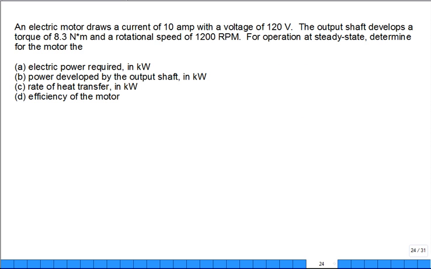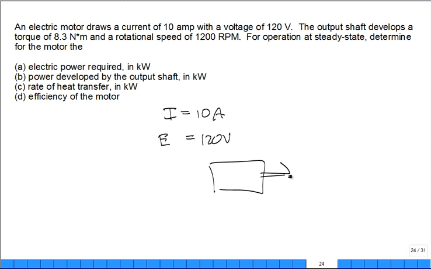Last one, I don't think I have much time. An electric motor draws a current of 10 amps. And it has an electromotive force of 120 volts. That's the voltage supplied to that. The output shaft, so here's my electric motor. The output shaft is rotating. It has a torque of 8.3 Newton meter in the shaft. And it has a rotational speed, I'll call it omega, of 1,200 revolutions per minute. Operates at steady state. Determine electric power input required.